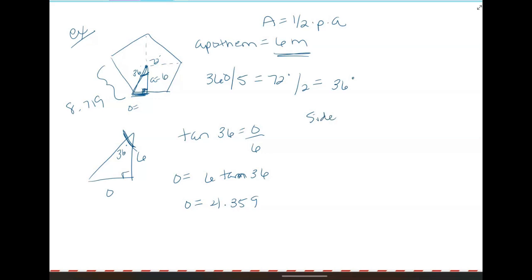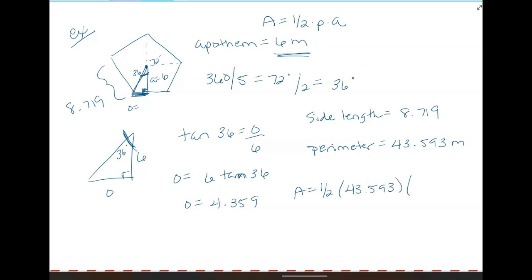And maybe that's worth noting here. Side length is 8.719. And then to get the perimeter, I multiply that number by 5. And that's going to give me 43.593 meters. All right, and they gave me the apothem, so now we're ready to go. We have 1/2 the perimeter, which is 43.593, times the apothem, which is 6. And when I put that all together, I'm going to get 130.8 meters squared.